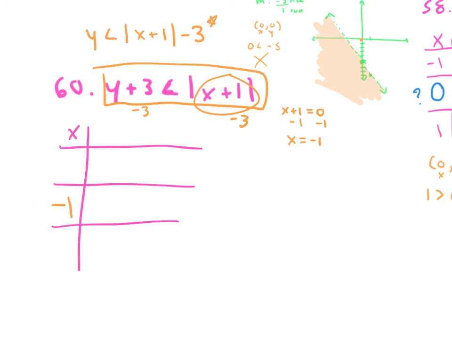What's the first number that I'm going to plug in? What's less than negative 1? Oh, negative 2. And what's greater than negative 1? 0. So first thing we're going to plug in is negative 2. So the absolute value of negative 2 plus 1 minus 3. What is negative 2 plus 1?